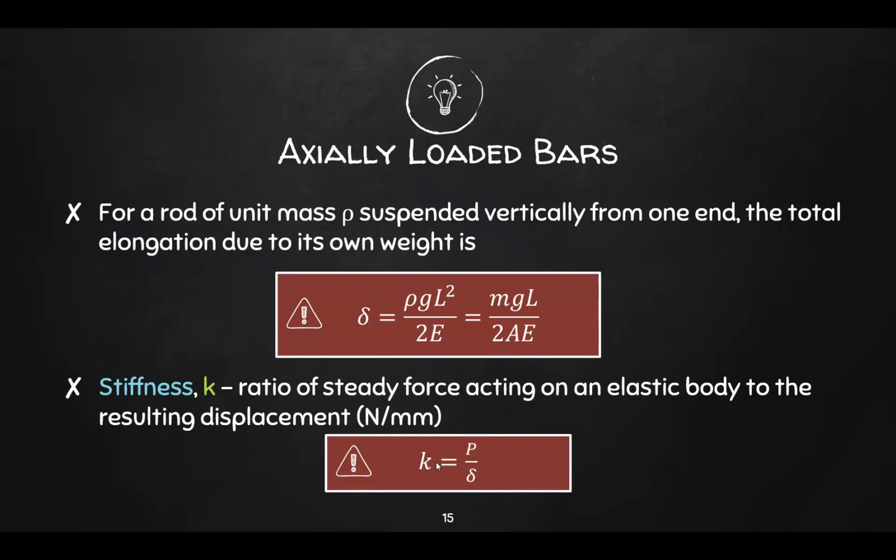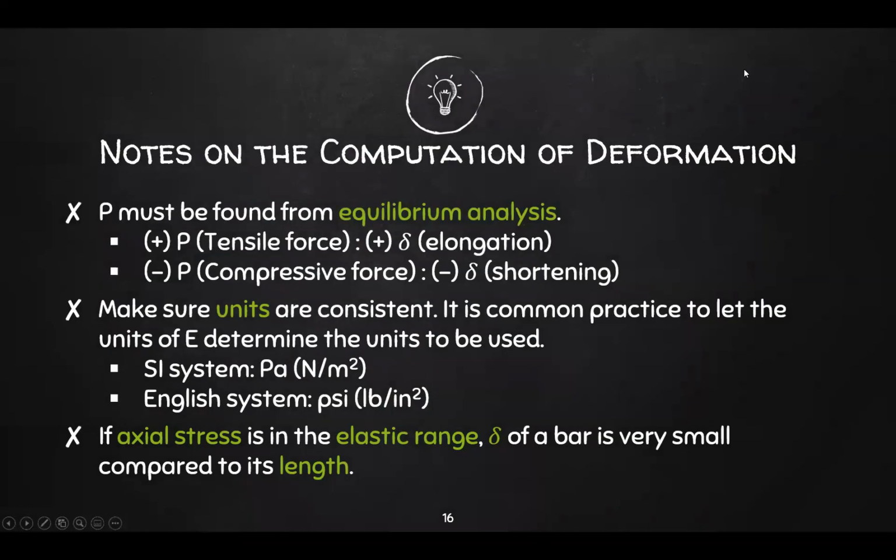And so anyway, according to this definition, it's force per displacement. So force is P, displacement is delta. It's simply P over delta, and force is in Newton, delta is in millimeters. Now a few notes on the computation of deformation before we start problem solving. P must be found from equilibrium analysis. That's from free body diagrams, summation of forces, etc. We have positive P for tensile force, positive delta for elongation, negative P for compressive force, negative delta for shortening.